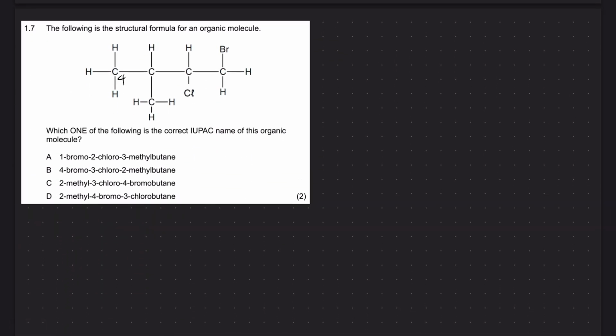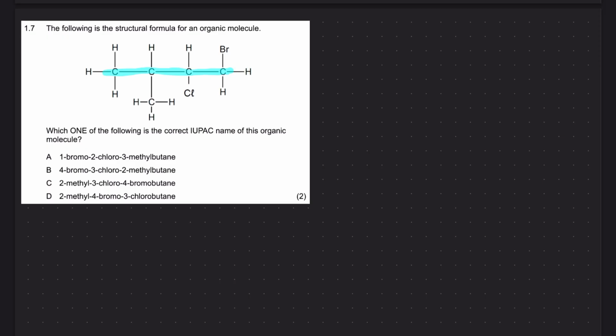Question 1.7. The following is the structural formula for an organic molecule. Which one of the following is the correct IUPAC name of this organic molecule? So I think it's clear to everyone, or should be clear to everyone, that this is going to be our longest chain. But now the issue is, where do we number from? Do we number from left to right or from right to left?